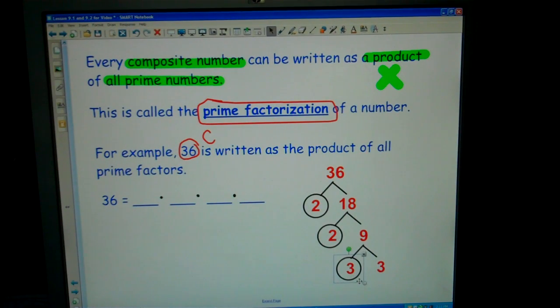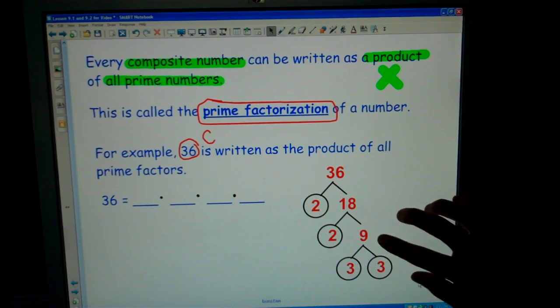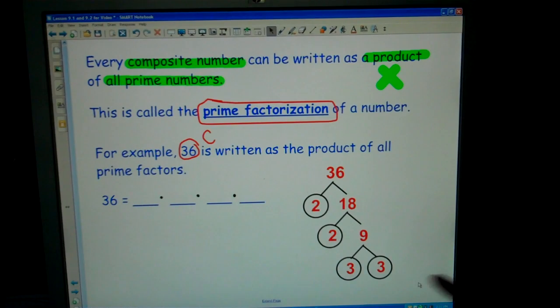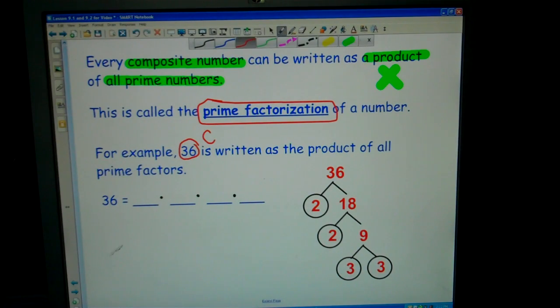This guy is prime or composite. Is 3 prime or composite? It's prime. Very good. Did I end up with all primes? This branch ends in a prime. This branch ends in a prime. Oh, I finally got to where these branches end in a prime number. So, the point is that 2 times 2 times 3 times 3 should give me 36. Okay? So I can fill that in here. 2 times 2 times 3 times 3.